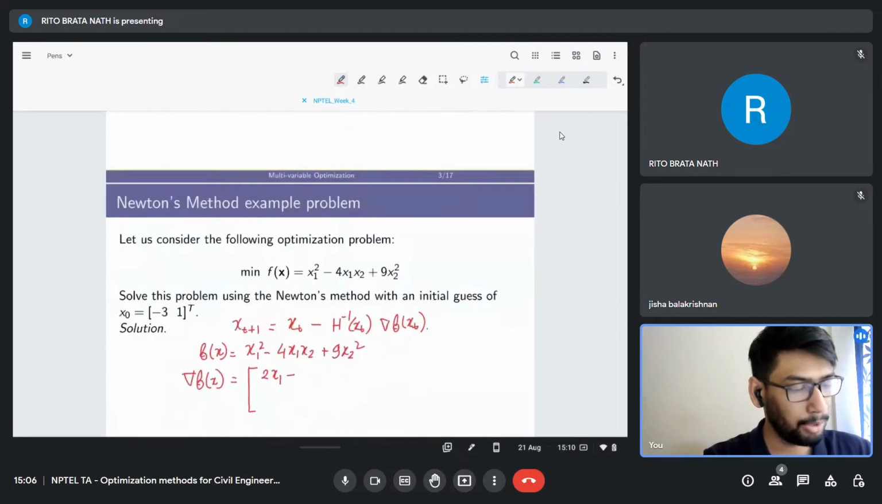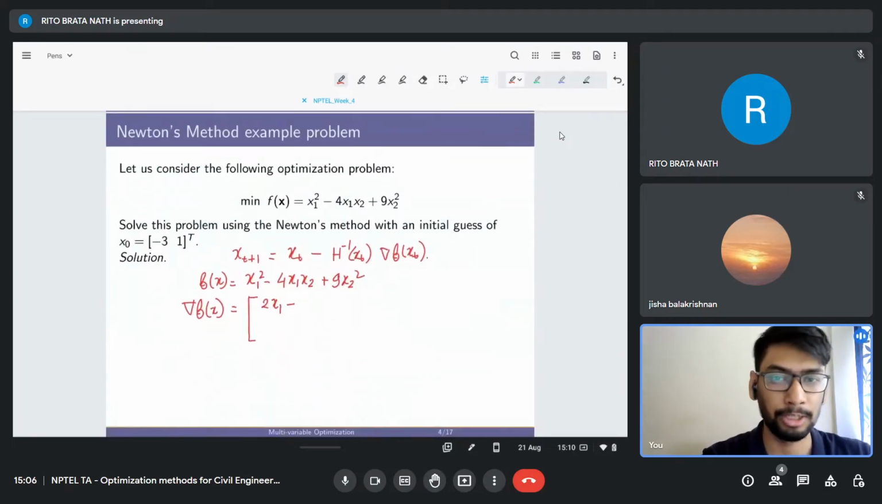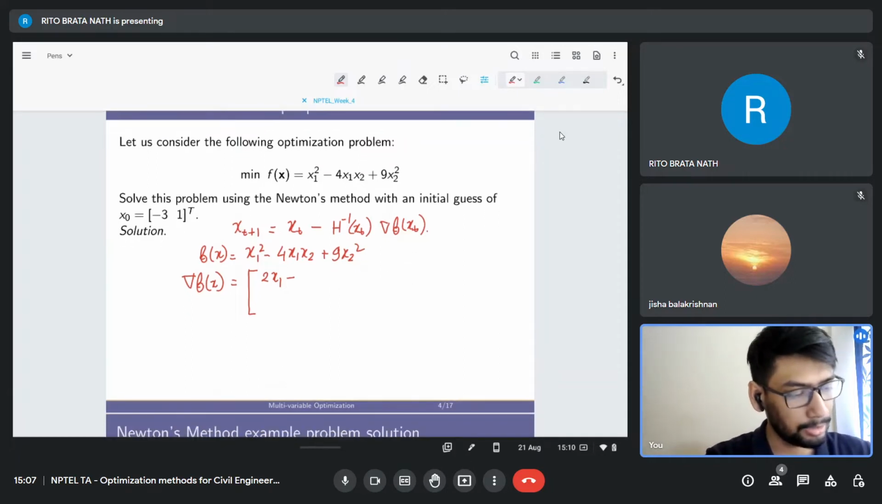So just keep this in mind, and I think you'll be able to solve this problem that I'll be discussing now. So my problem is minimize f(x) equals x1 square minus 4x1x2 plus 9x2 square. And I have to solve it using Newton's method, and this is a multivariable problem. And my initial guess x naught is given as minus 3, 1. So first I have written this formula for a multivariable function update using Newton's method. And as you can notice, I have to find out my gradient and Hessian matrix. So that's exactly what I'm doing right now.